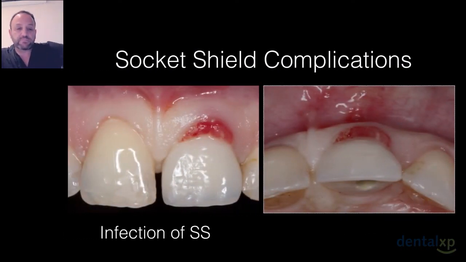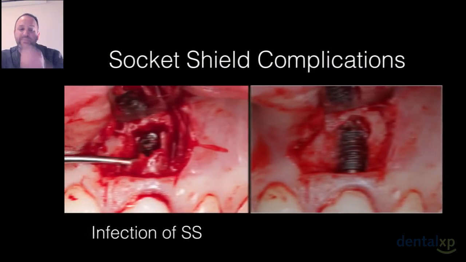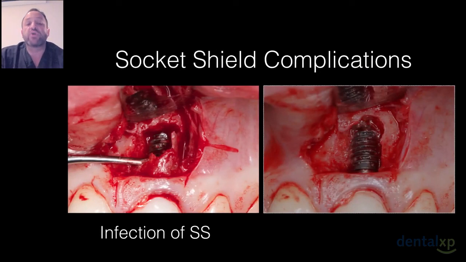Okay, so what happened is that the socket shield in the meantime had come loose, and when we did an aesthetic buccal flap to open up, we had lost all the bone, and we had to take out the socket shield. The implant still had a very good ISQ, so we decided to leave it, and we didn't want to take out and start again.